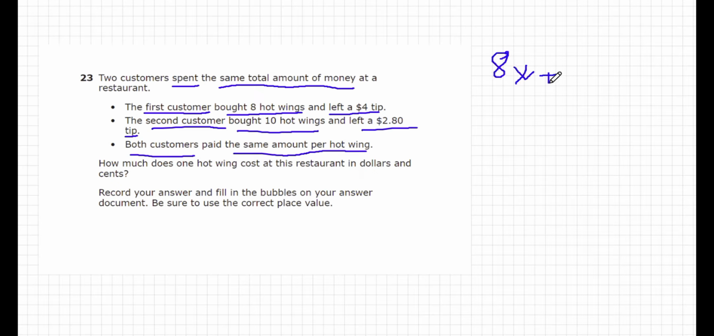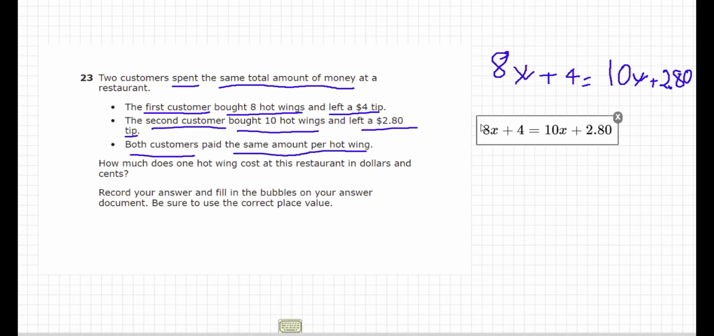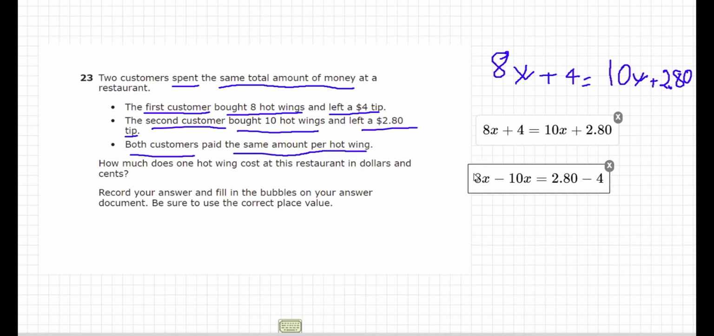Let's set X as the cost of one hot wing. We have 8x plus 4 equals 10x plus 2.80. To solve this equation, we get x equals 0.60. Hence, 0.60 is the correct answer.